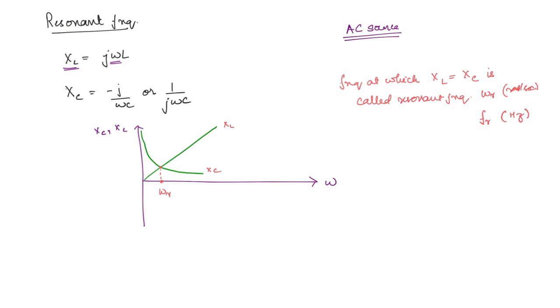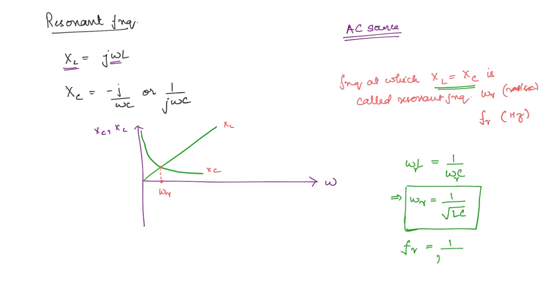We can get an expression for this resonant frequency. How? By this condition, XL is equal to XC. This means omega L is equal to 1 by omega C. Since this is the resonant frequency, we will take it as omega R. So this implies that omega R is equal to 1 by root over LC. This is the expression for resonant frequency in radian per second, that means the angular frequency expression. What about normal frequency? This is going to be omega by 2 pi, right? So 1 by 2 pi root LC will give you the frequency in hertz.